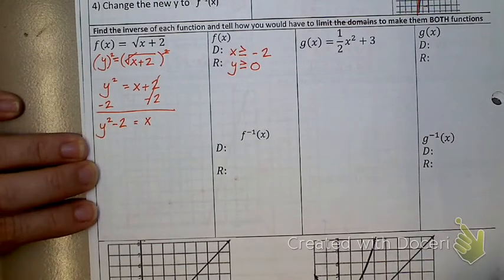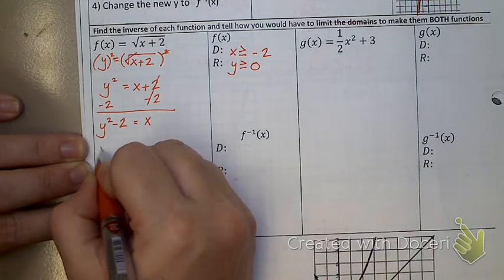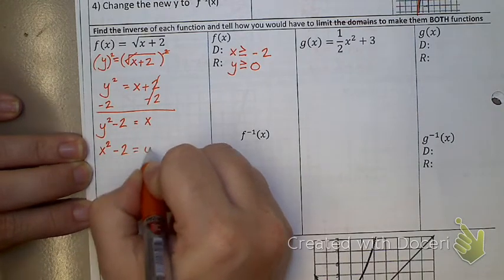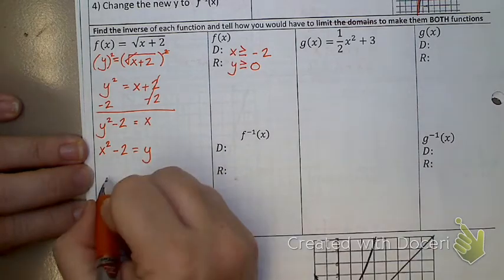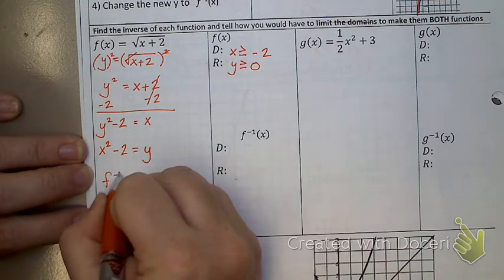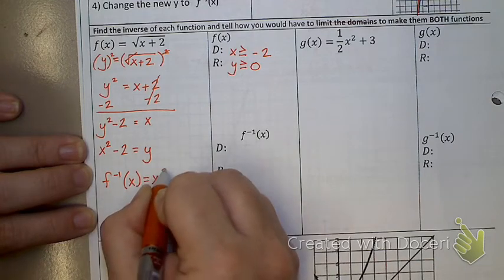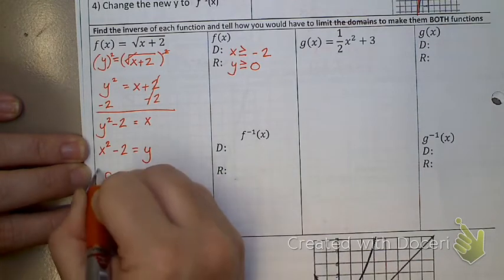And then I'm going to change my x's to y's and my y's to x's. So I have x squared minus 2 equals y. And finally, if we write the proper notation, our inverse of f of x is equal to x squared minus 2.